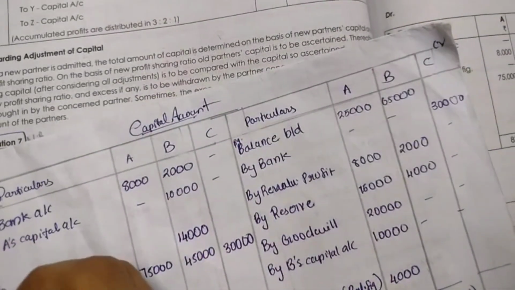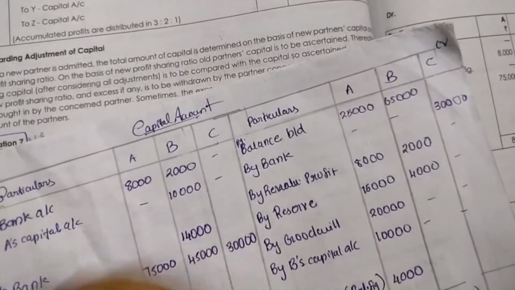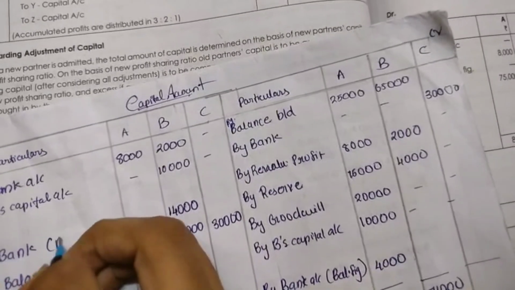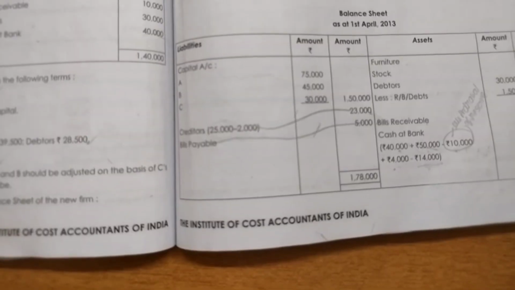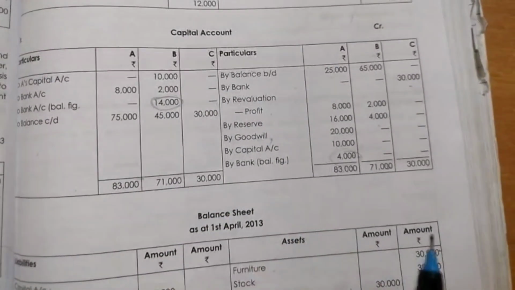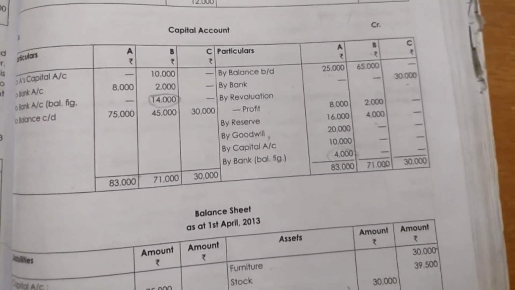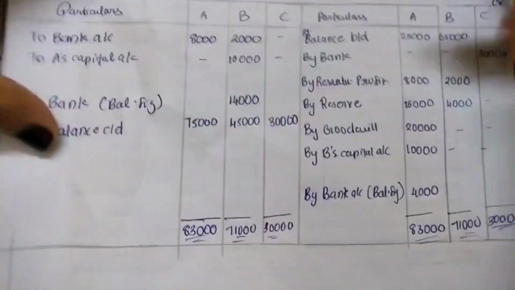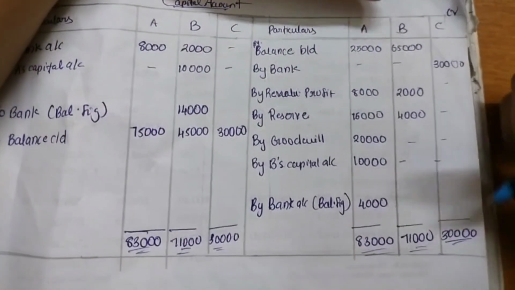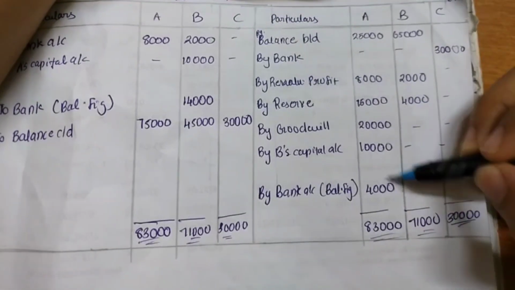To bank. What does this mean? To bank balancing figure. That was 40,000. Okay, so we got how much? 4,000 on A's side, and on B's side we get 40,000 as the balancing figure. So what does this mean? That is what I am going to explain now. That is, how will the journal entry appear?